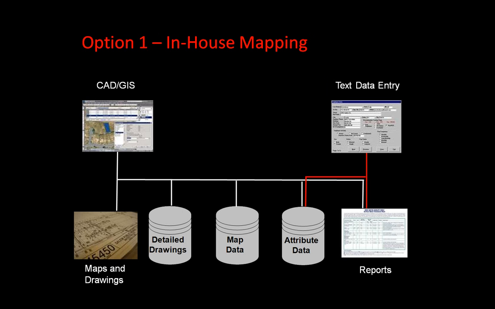So let's look at option number one. Say you wanted to do all your mapping in-house within your organization. Basic tools would be, number one, having a CAD or GIS system to help do that mapping, and then having a text data entry, whether it's Microsoft Excel or SQL Server, Oracle, some sort of data attribute maintenance system. And then, once again, we still have all the different data stores that we're responsible for. Those don't go away.